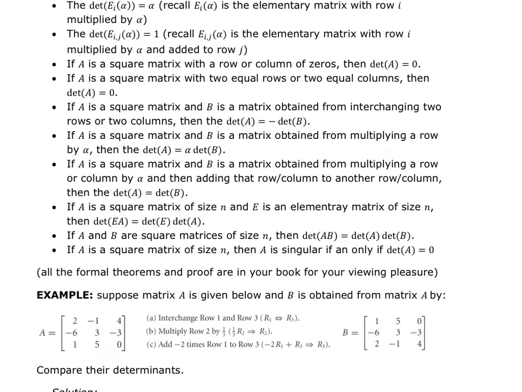I know there's a lot here. Moving on, if A is a square matrix of size n and E is an elementary matrix of size n, then I can find the determinant by first multiplying them, or I can find the determinant of each one individually and multiply those two answers together. If A and B are square matrices of size n, then I can multiply those two matrices first and then find the determinant, or I can find the determinant of each one individually and then multiply those two answers. And lastly, for now, if A is a square matrix of size n, then A is singular if and only if the determinant of A is equal to 0.